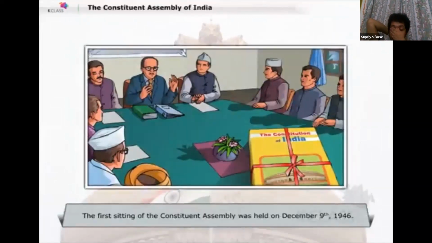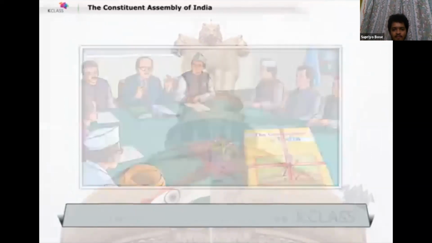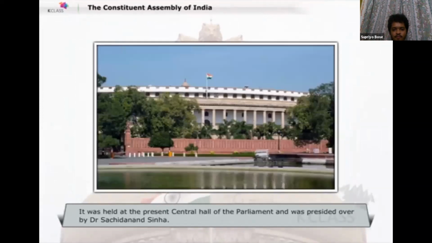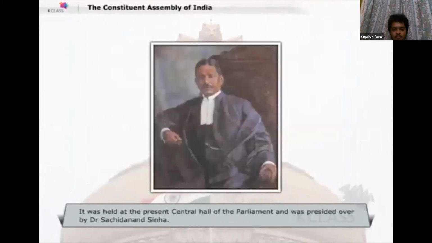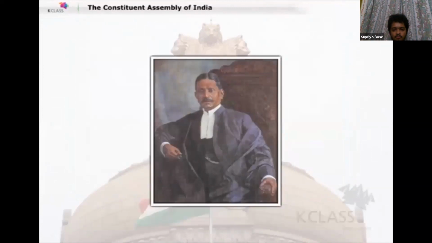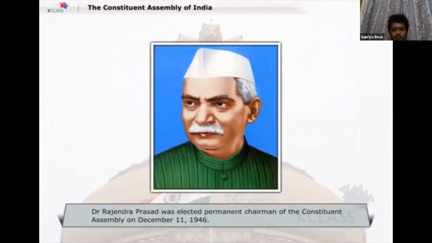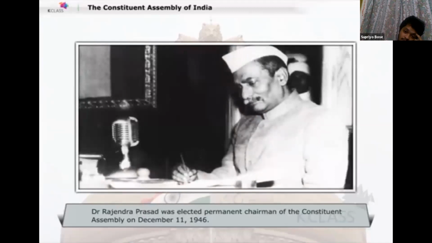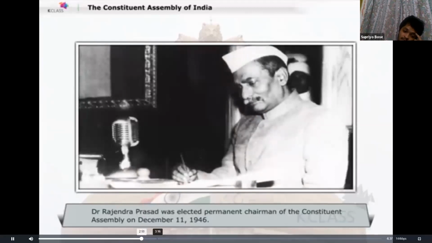The first sitting of the Constituent Assembly was held on December 9, 1946. It was held at the present Central Hall of the Parliament and was presided over by Dr. Sachchidananda Sinha, the oldest sitting member of the Constituent Assembly. Dr. Rajendra Prasad was elected permanent chairman of the Constituent Assembly on December 11, 1946.